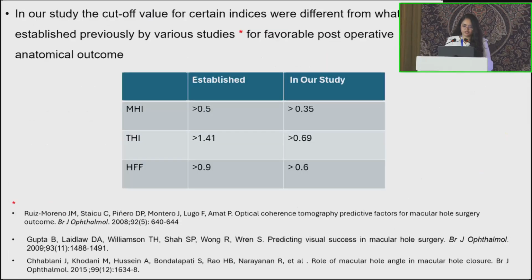In our study, the cutoff values of certain indices were different from what was established by previous studies. In our case, a mean hole index of more than 0.35, a traction hole index of more than 0.69, and a hole forming factor of more than 0.6 were associated with favorable anatomical outcome, which were lesser than those previously established.